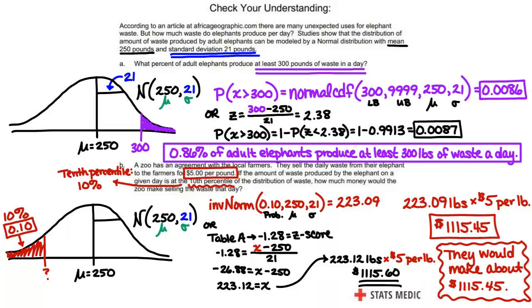Your picture for an inverse normal situation, you have to show me which part is shaded. This is the value you're looking for. We don't know what that is, but then you do have to indicate how much of it is supposed to be shaded. In this case, we're saying that 10% of it is shaded, or 0.10. So I did all of that to calculate how much waste was produced if it was 10th percentile. Ballpark 223 pounds. And then they get $5 per pound. So I just took the amount of waste and multiplied it by $5.